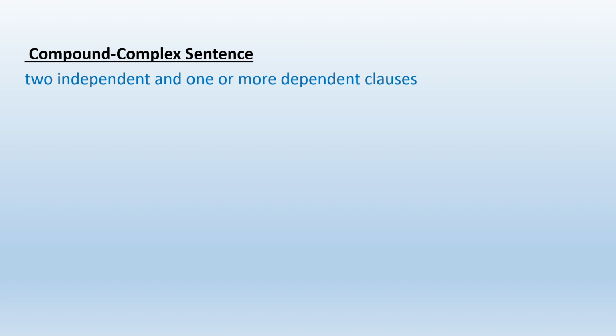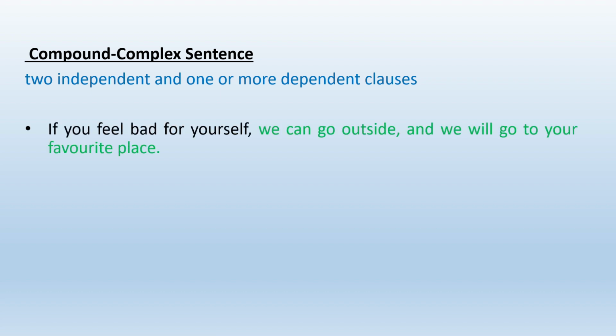There is no difference in the dependent clauses. The dependent clauses can be more than one in both complex and compound complex, but the only difference is in the independent clauses. Let us see some examples of a compound complex sentence. If you feel bad for yourself, we can go outside and we will go to your favorite place. So here we have two independent clauses, we can go outside and we will go to your favorite place, and one dependent clause, if you feel bad for yourself.